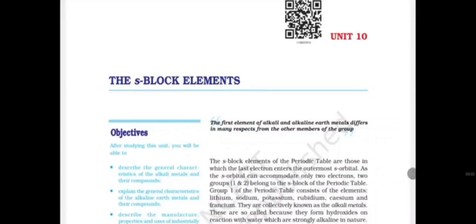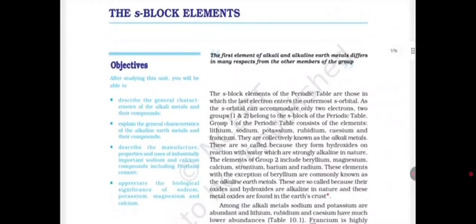Jyoti of class MSc Chemistry first year is here to read out a chapter from class 11th NCERT, and this is unit 10, and the name of chapter is the S block elements.